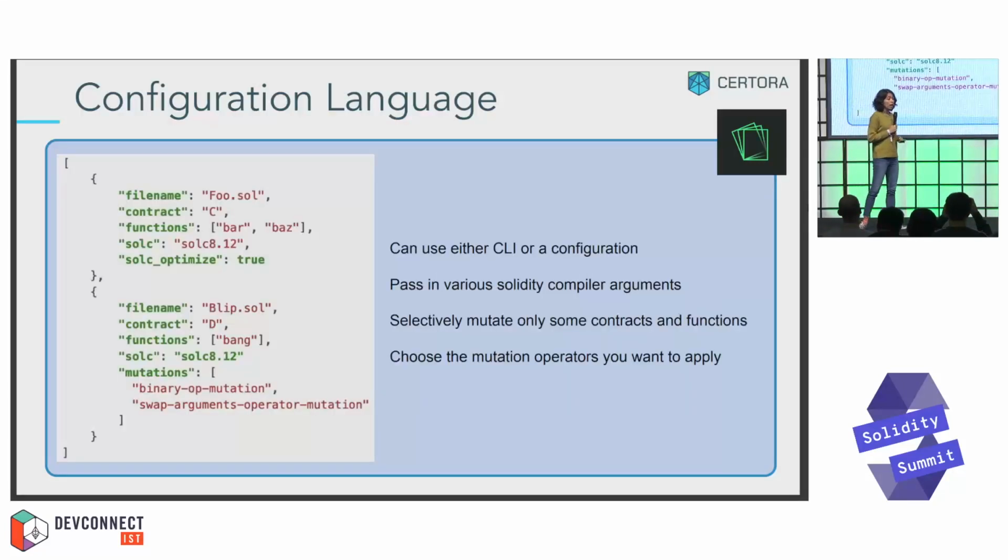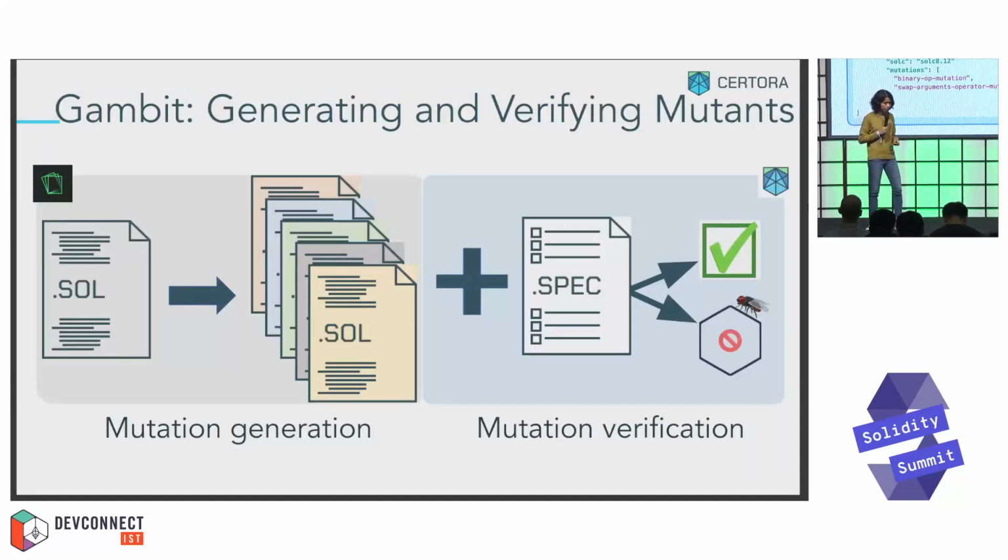One last thing is Gambit also has a very useful configuration language. So you can use the tool from the CLI, but we found that for complex protocols and complex Solidity projects, sometimes the CLI gets too messy. So we built this simple configuration language, and what this lets you do is you can actually localize the mutants to some contracts and some functions only. You can also choose what mutations you want to do, and you can also pass in various Solidity compiler flags, because those are actually required for running the compiler and generating the AST and also validating the mutants that we generate.